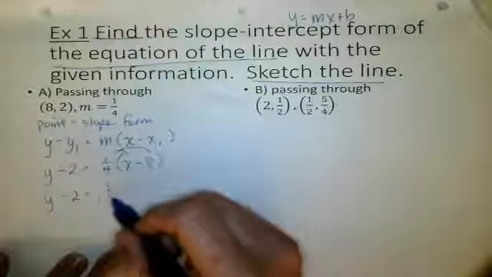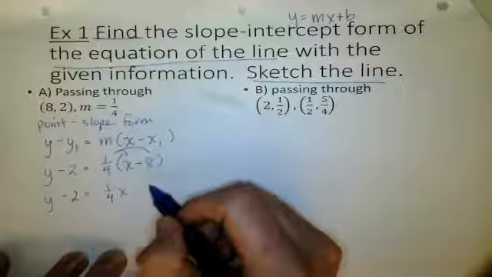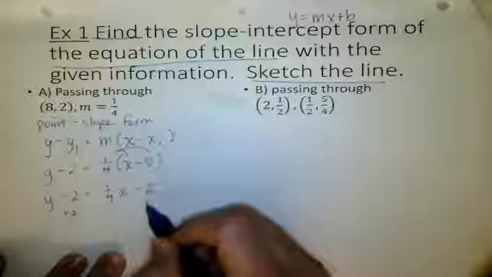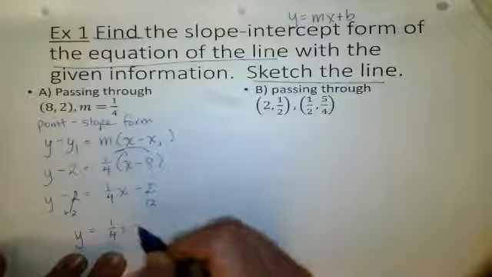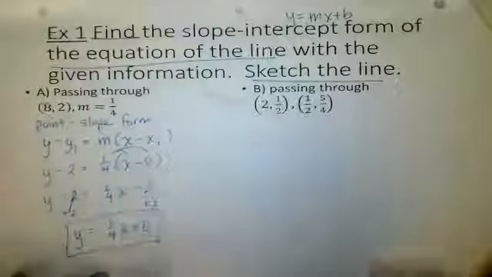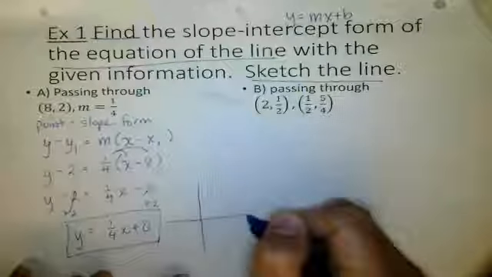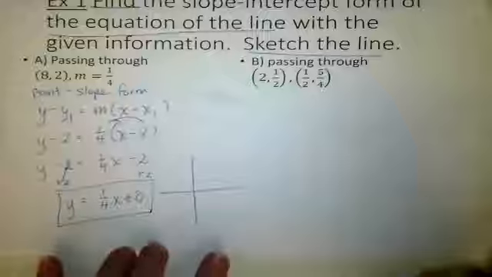1/4 times x is 1/4 x. What's a fourth of negative 8? Negative 2. Good. And then we can go ahead and add 2. So I get y equals 1/4 x plus 0. Do I need to write the plus 0? No. But it is nice to have it there just to sketch the line. So I'm going to sketch this line.